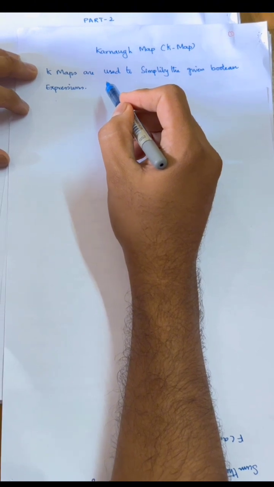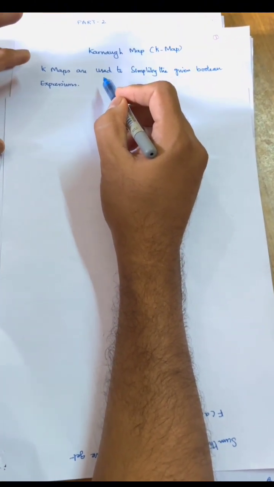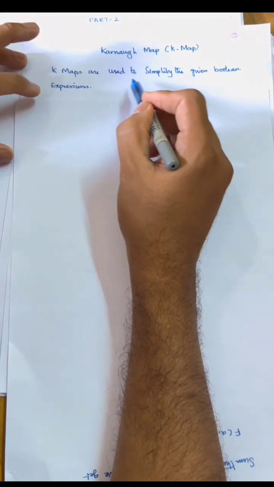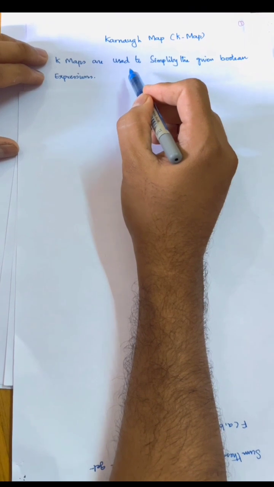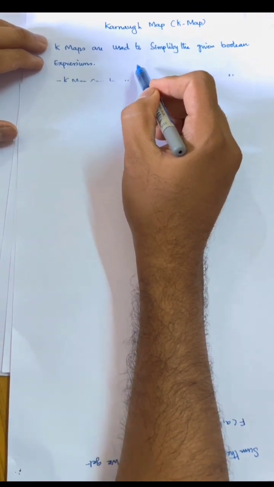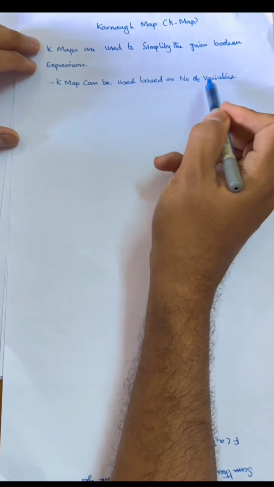A Boolean expression can be simplified by using two methods. One is the Boolean expression method, where the expression can be reduced, and the other method is the K-map. Here we are going to discuss the K-map method. This K-map can be used based on the number of variables.